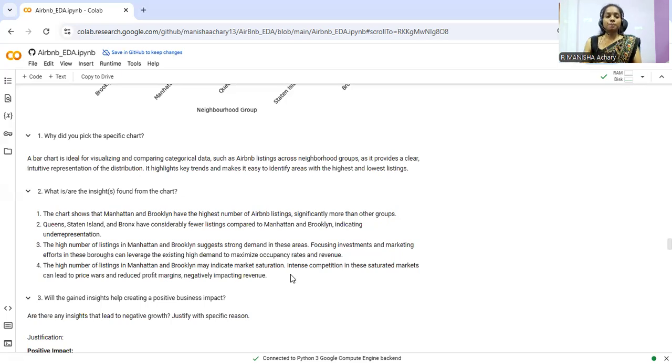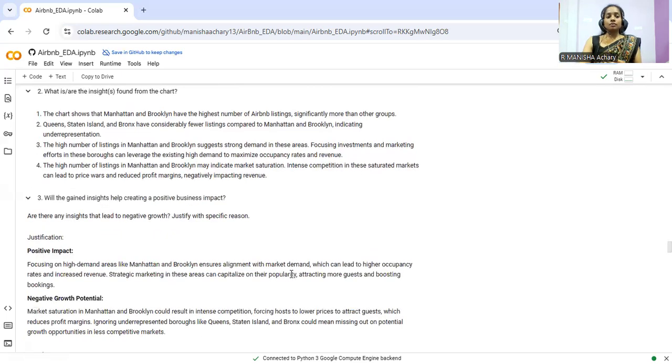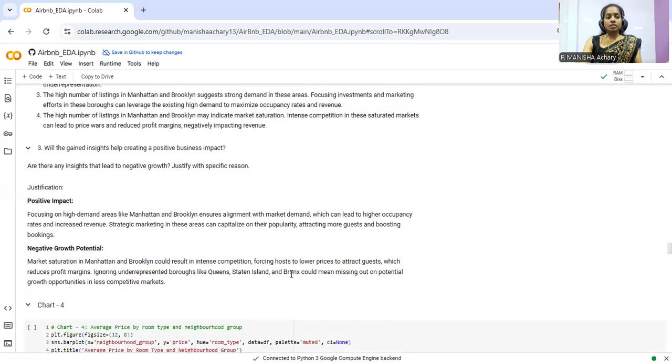So what are the positive impacts or negative impacts? Let's see. The positive impacts: focusing on high demand areas like Manhattan and Brooklyn ensures alignment with market demand, which can lead to higher occupancy rates and increased revenue. Strategic marketing in these areas can capitalize on their popularity, attracting more guests and boosting bookings.